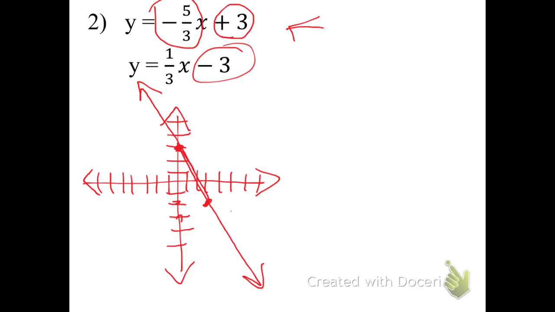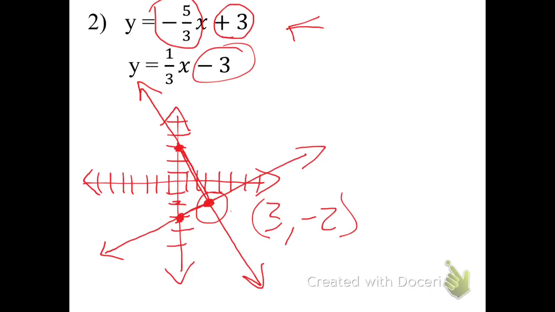Starts at negative 3 on your y-axis, so put a dot there. You have a slope of 1/3, so go up 1, right 3, up 1, right 3. Oh wait, that's right there already. And so that's really our intersection point, which is right there, which is the magical (3, negative 2). And that's the solution. You just have to find out where they cross, and ta-da, you're done.